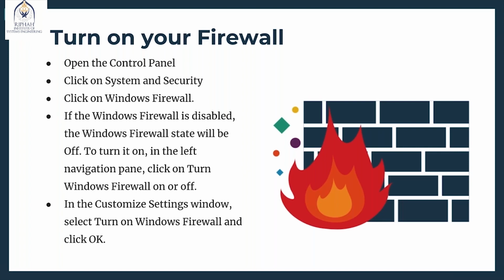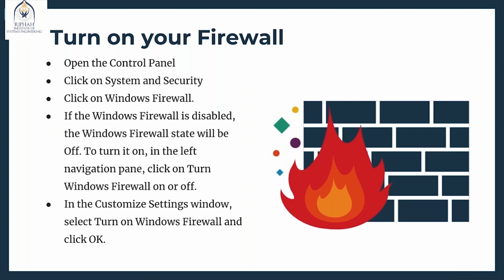Click on the Start menu or hit the Windows key. Open the Control Panel. Click on System and Security. Click on Windows Firewall. If the Windows firewall is disabled, the state will be off. To turn it on, in the left navigation pane, click on Turn Windows Firewall on or off. In the Custom section in the Customize Settings window, turn on Windows Firewall and click OK.